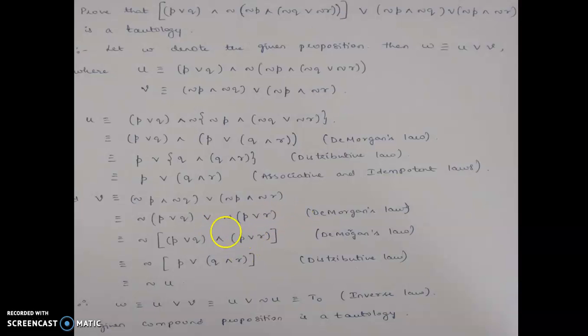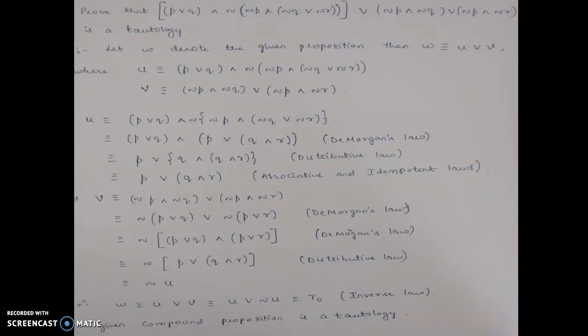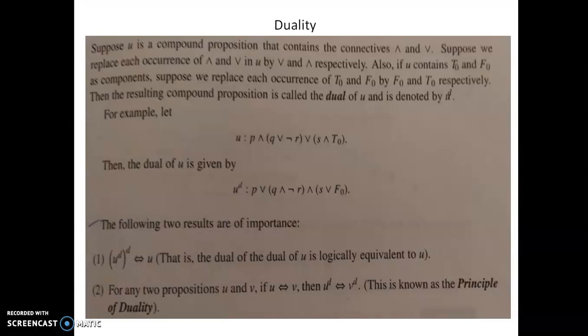So W can be written as U or inverse V, which is nothing but a tautology, by using the inverse law, and hence we can say that the given proposition is a tautology. In this way, if any proposition is given, then without using a truth table, we can come to a conclusion whether it's a tautology or a contradiction.